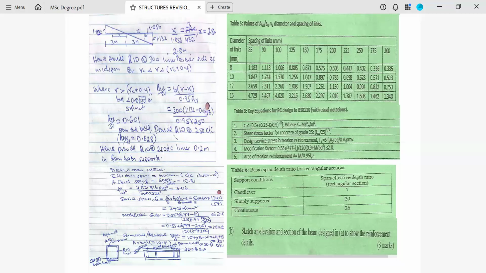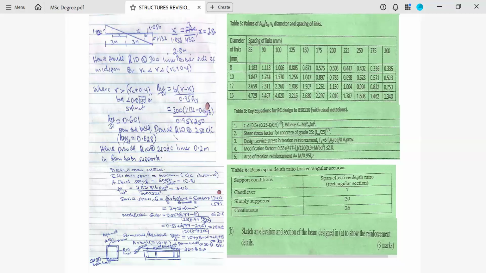Fs is normally given by 5/8 times the strength of main reinforcement, you multiply by area required. Area required is what you calculated, divided by area provided. Area provided is the area you read from the table. So if we substitute, and 5/8 are constants, we get 245 Newton per millimeter square.